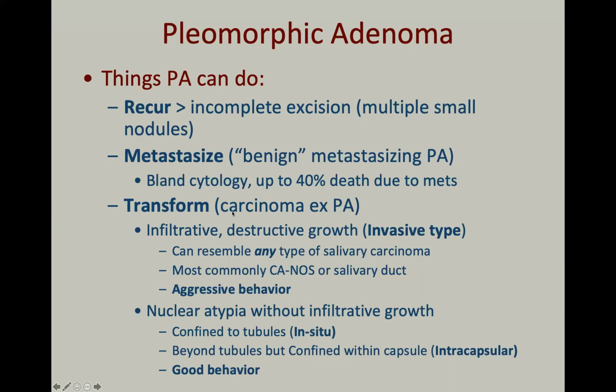But most importantly, it can transform to a high-grade carcinoma. Usually with infiltrative destructive growth, it can resemble any type of salivary carcinoma and is certainly a high-grade cancer. There is also a thing called in situ or intracapsular carcinoma. That's like the incipient pre-invasive version of the cancer, right? This is nuclear atypia and mitoses confined to the tubules, and does not extend beyond the main margin of the tumor. These tend to have good behavior, and I'll show you histologic features of all of these entities.